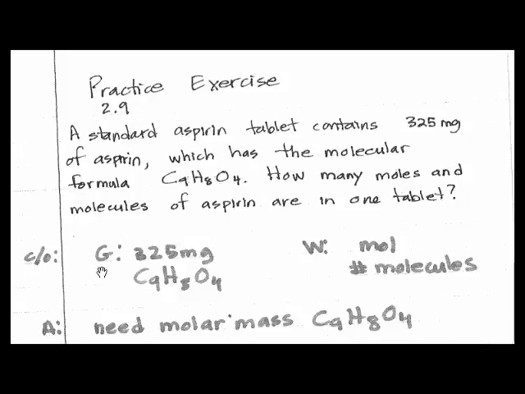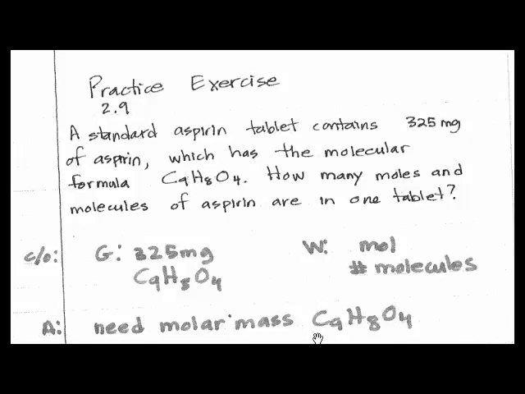I always like to write out where I'm starting, which is the given, and we're told that we have 325 milligrams of aspirin, and we're also told the chemical formula of aspirin, C9H8O4. Now, in this problem, we want two things, moles and number of molecules. And I'm just going to focus on one thing at a time. I'm going to focus first on moles, not only because it was given first in the question, but I know exactly how to get from mass to moles, and that is the molar mass.